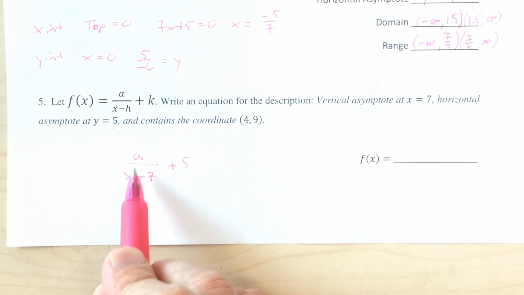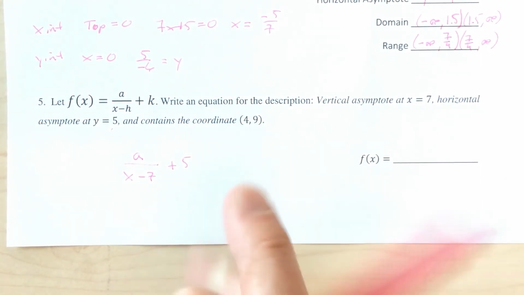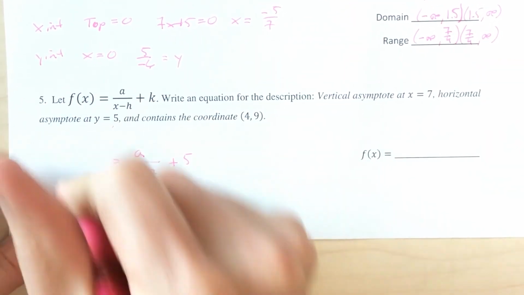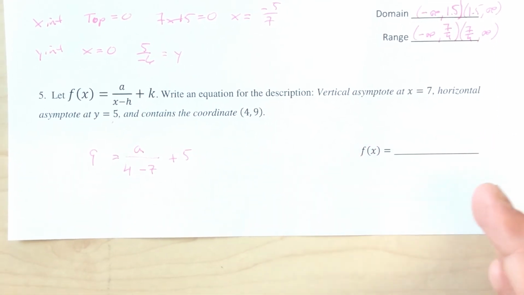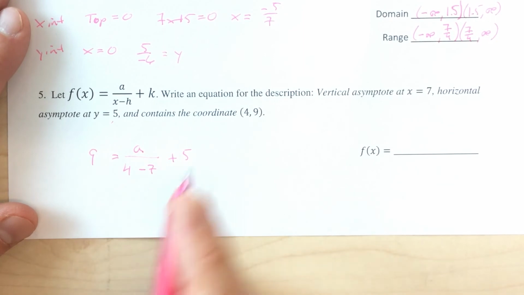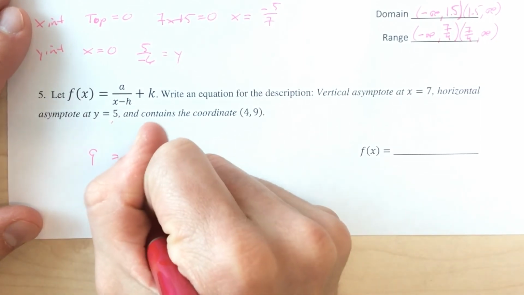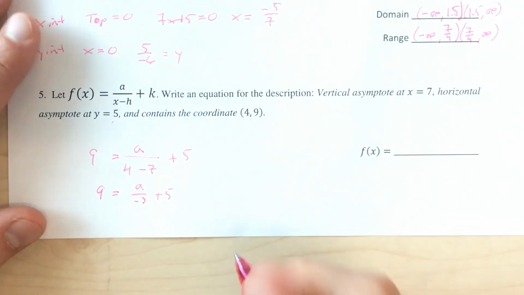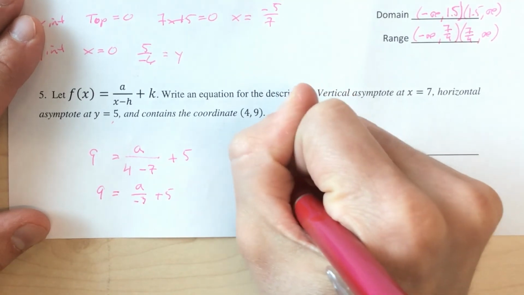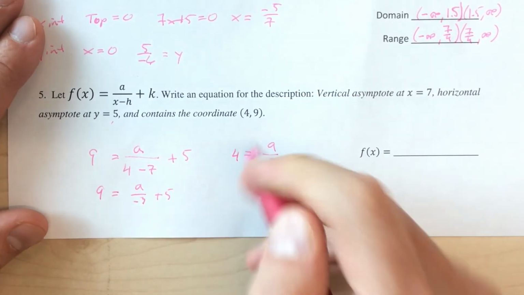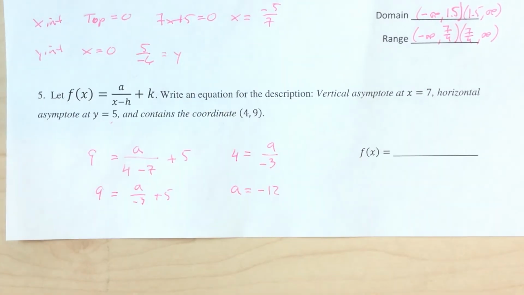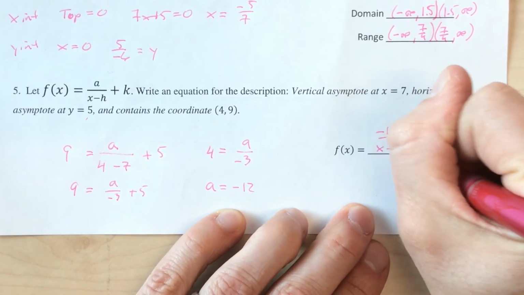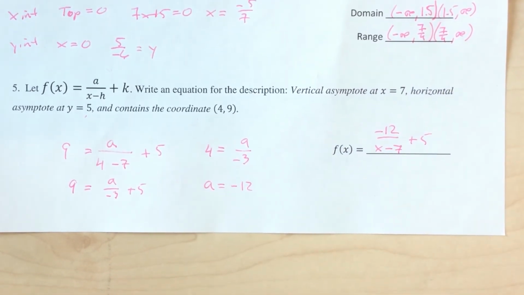It says that the graph has to contain that coordinate. Okay, so if I plug the 4 in for the x, so I'm just going to erase that and put in a 4, I can set the whole thing equal to 9. And then you do a little basic solving problem here. This is going to subtract to give you negative 3, so you got 9 is equal to a over negative 3 plus 5. You'll have to subtract the 5, move that over, so you're going to get 4 is equal to a over negative 3. You then multiply by negative 3, and a is negative 12. Put it all together. You have negative 12 over x minus 7 plus 5, and that's it.